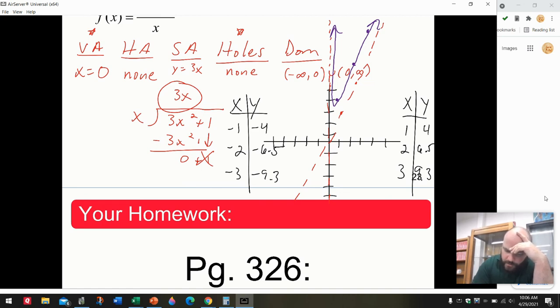Now the other part is we have -1, -4, which is right here. We'd have -2, -6.5, which would be down here. And then we would have -3, -9.3, which would be way down here.